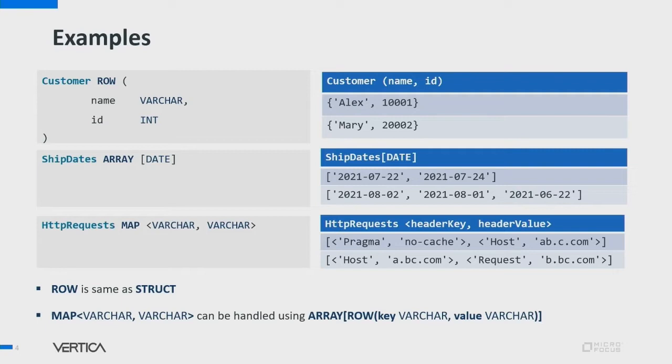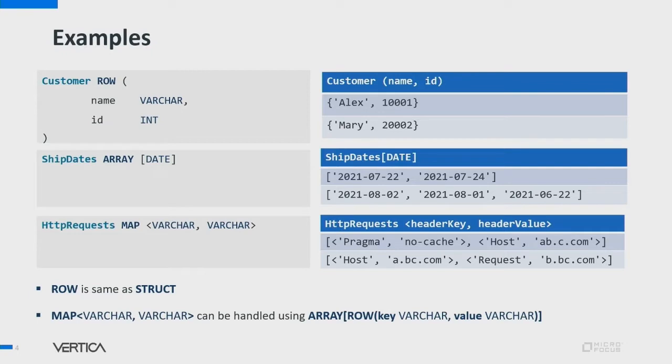The second complex data type that is popular is an array. An array is nothing but a collection of similarly typed elements. In this slide, we have an example of ship dates, which is an array where the element type is date. This encapsulates a collection of date elements. On the right, we have some sample data for ship dates, and you can have any number of elements of date type.